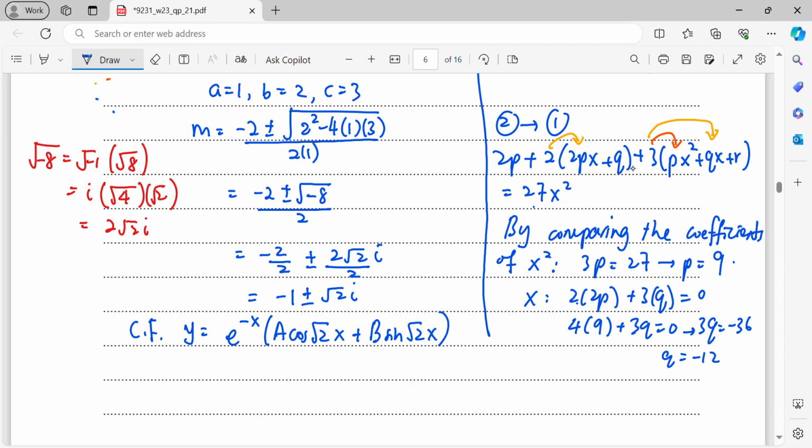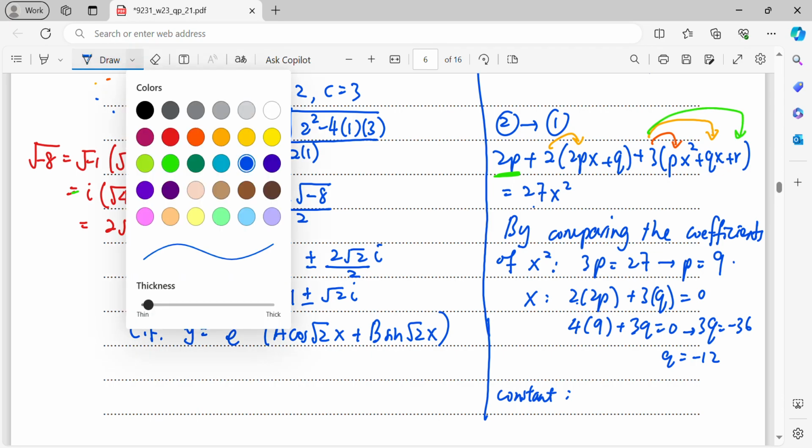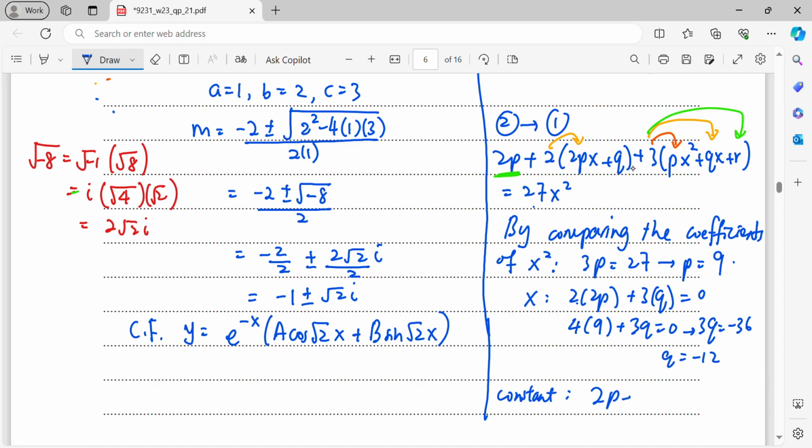Then now I compare the constants. Okay, compare the constant. So now the remaining term will be the constants. Here 2p and then 3r. So here I will write 2p plus 3r. The right hand side is 0 because there's no constant. Right, let me check. Oh, I missed out one term.